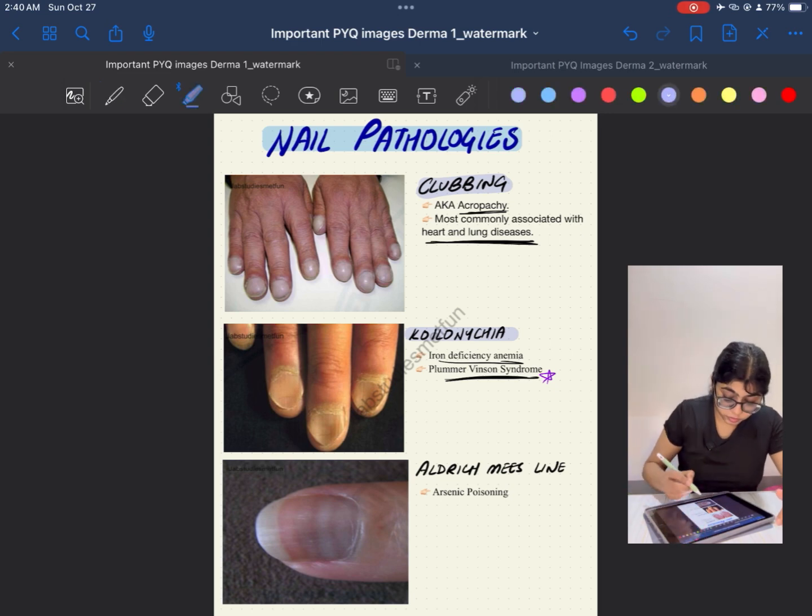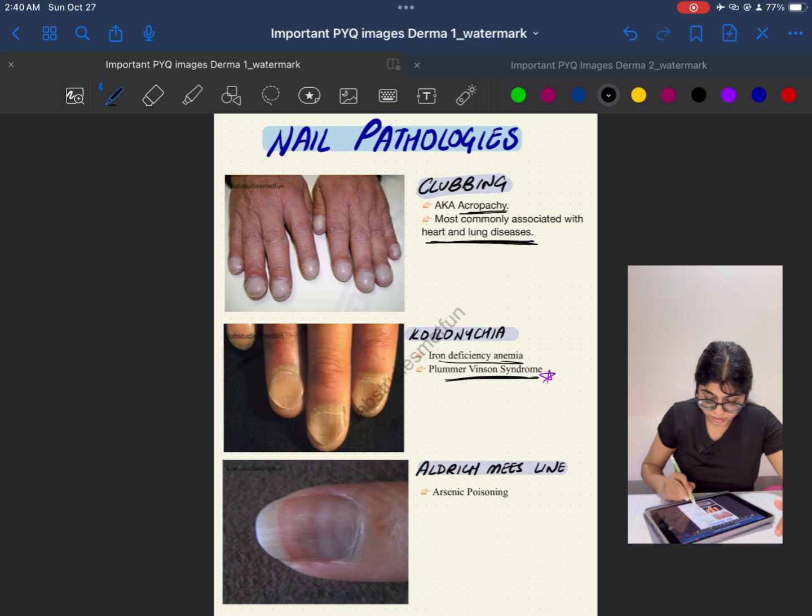The next one we have over here is Aldrich-Mees lines, and these are seen particularly in arsenic poisoning. See these purple lines, purple and white striations. These are the Aldrich-Mees lines.